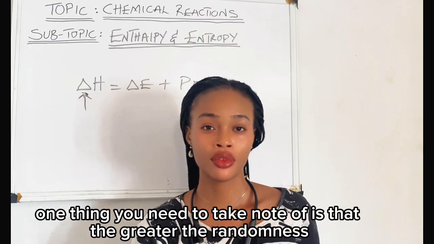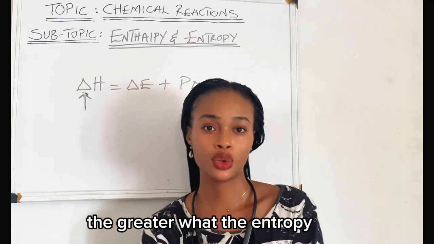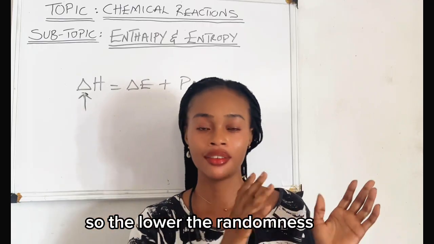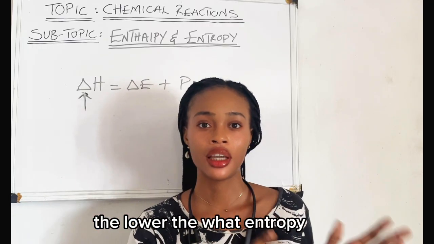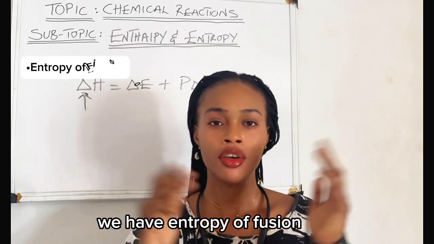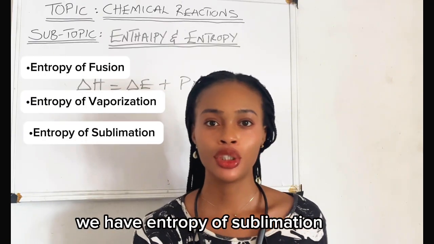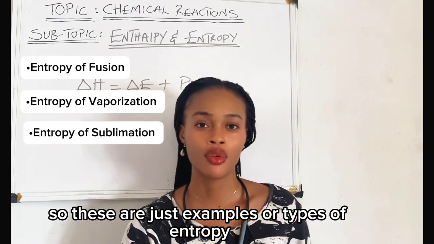One thing you need to take note of is that the greater the randomness, the greater the entropy. The lower the randomness, the lower the entropy. When we talk about types of entropy, we have entropy of fusion, entropy of vaporization, and entropy of sublimation. These are just examples of types of entropy.